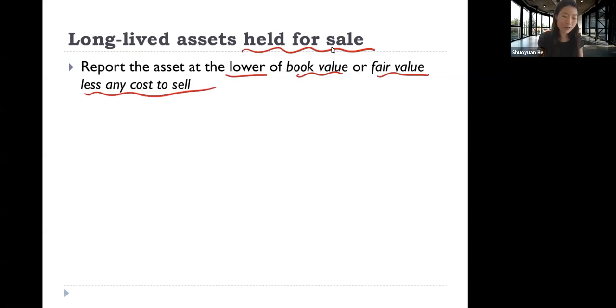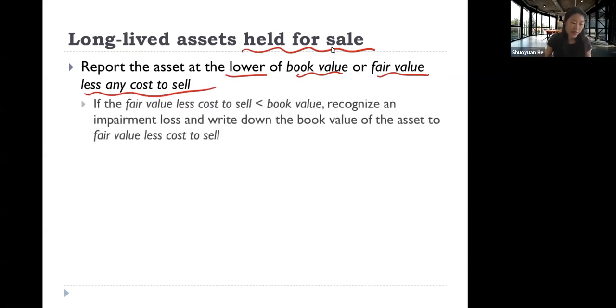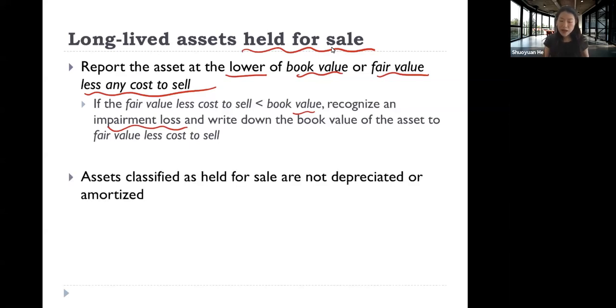So we take whatever is lower. And if the fair value less cost to sell is smaller than the book value, we need to recognize an impairment loss and write down the book value of the asset to the fair value less cost to sell. And assets classified as held for sale are not depreciated or amortized. So this is what we do when a long-lived asset is considered held for sale.